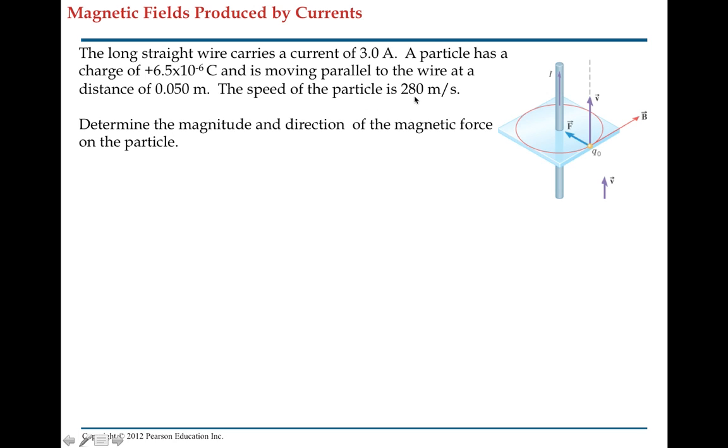And he gave you the speed of the particle. Determine the magnitude and the direction of the magnetic force on the particle. Okay, so we need to know the force. By the way, this is something shown in the book, that B, V, and F are all perpendicular to each other. This is perpendicular to this one, and this one is perpendicular to it.